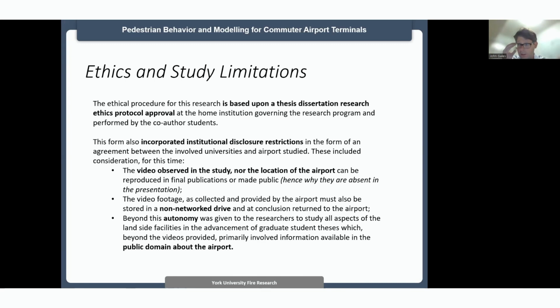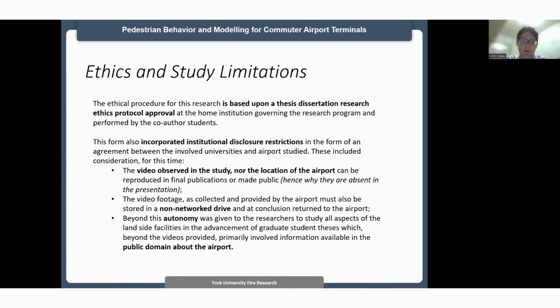So the first thing that had to be done when it came down to this study was an ethics consideration. We followed our thesis dissertation protocol approval, and it also incorporated an institutional disclosure restriction from the airport itself, which unfortunately means I can't directly show videos of the data collection at this time. There are still levels of clearances that have to be performed.